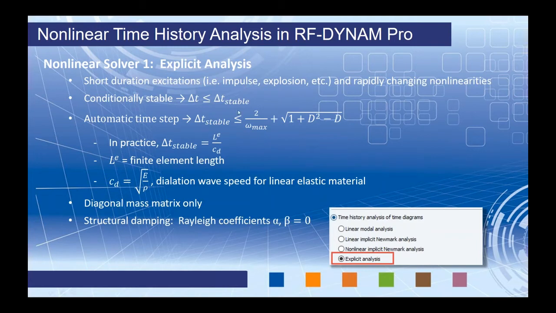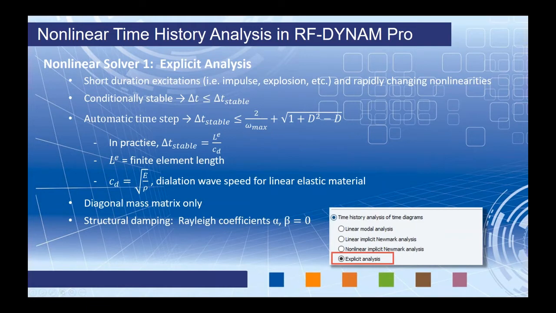And you can see here that I've actually listed this formula here. Now, the program can automatically determine what delta t stable is. So by all means, you can use the automatic time step within the explicit analysis solver. The equation is 2 over omega max plus the square root involving Lehr's damping ratios. Now, remember that I said with either one of these solvers, you do not need a natural vibration case. So without the natural vibration analysis, how do we determine what omega max is?